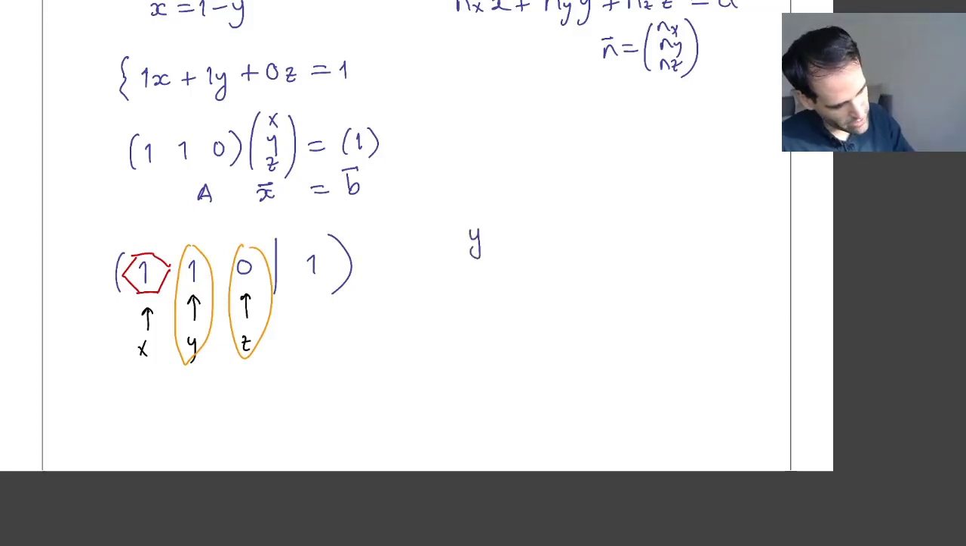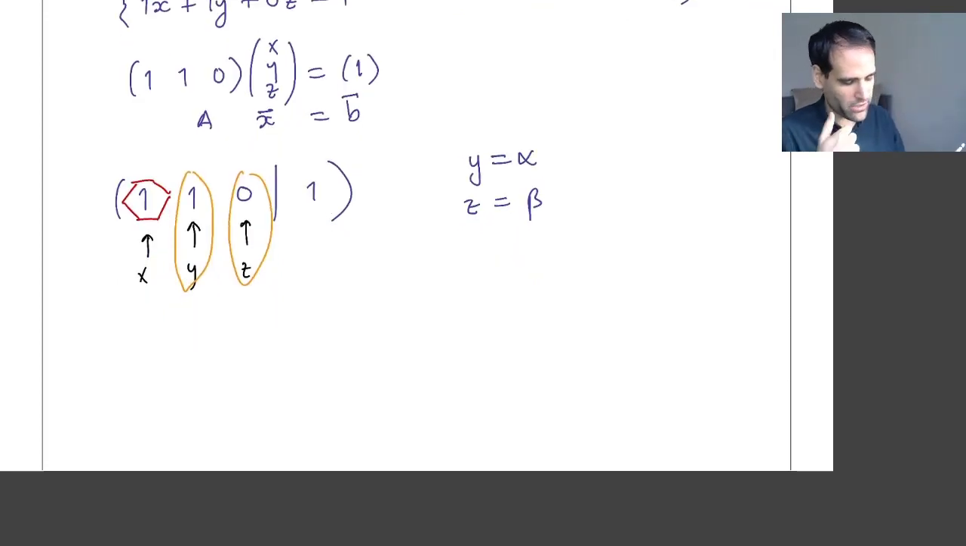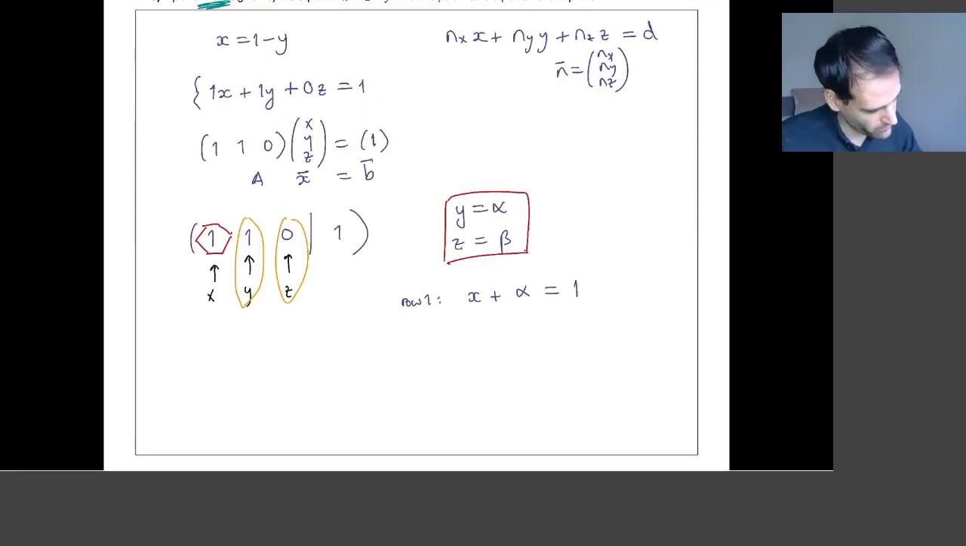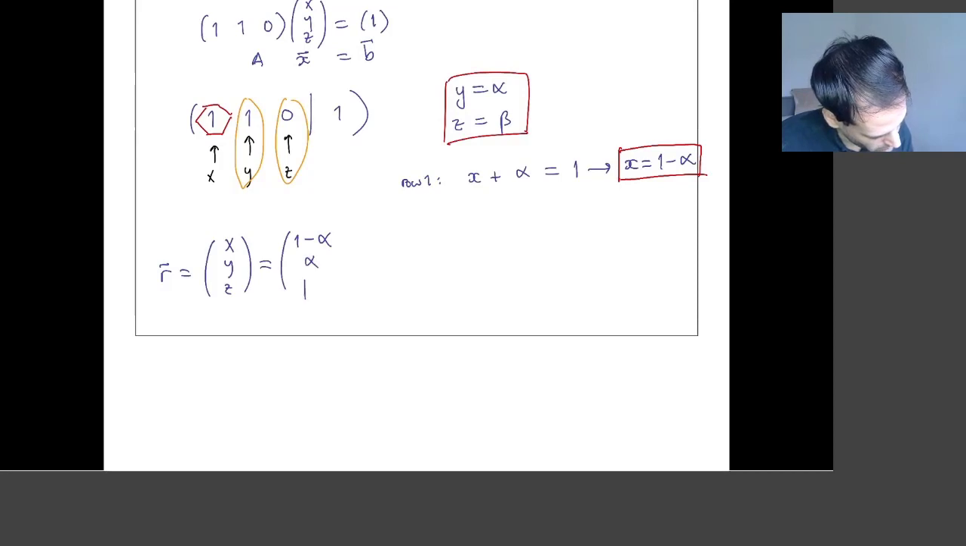So we can say y equals alpha, z equals beta, following the Gaussian elimination procedure, yeah? And now we can obtain x using back substitution. So we start with the last row, which is row 1, which is saying that x plus y, which is alpha, equals 1. Therefore, we can solve that x equals 1 minus alpha. So we have found all the variables, x, y, and z. If we write it in vector form, (x, y, z), we know that x is 1 minus alpha, y is alpha, z is beta.